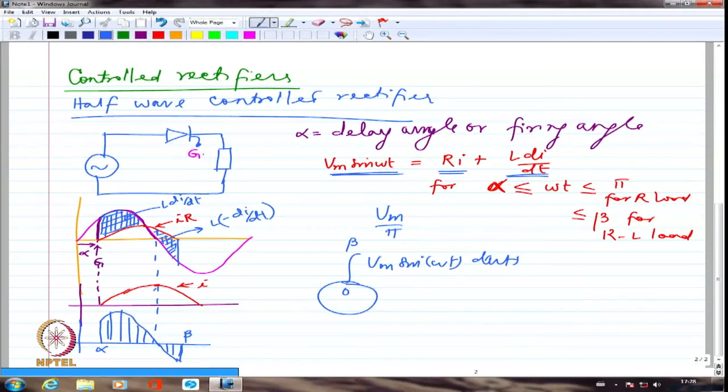If you have the inductance forward bias this thyristor or SCR, even after the positive half cycle is over, you are still having this device connecting the source to the load, whether you like it or not. So whatever is the source voltage, it will appear across the load. Why not?